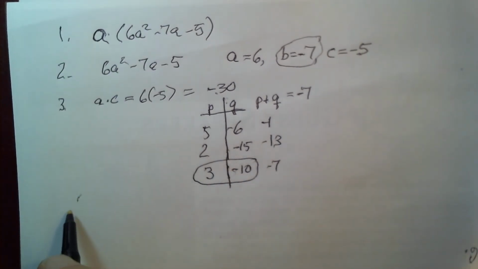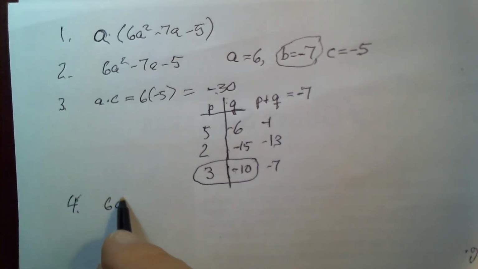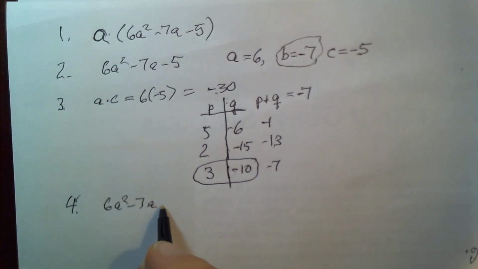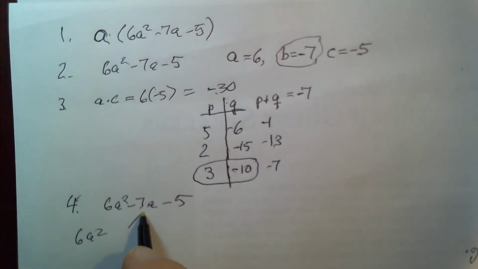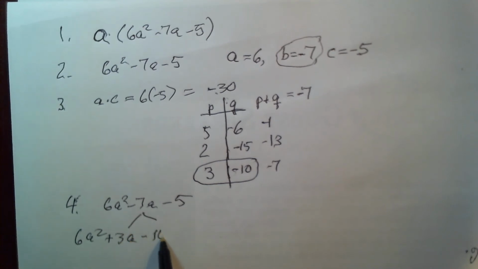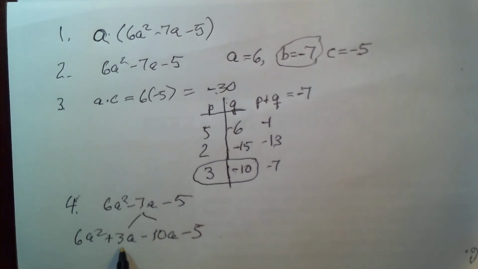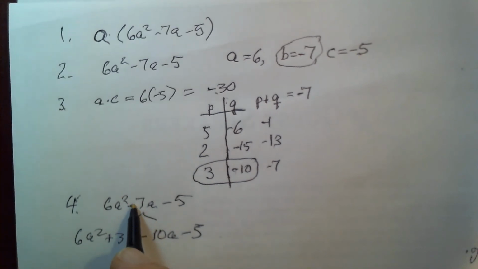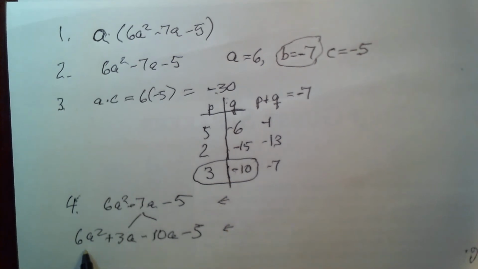So then we have step 4. We have 6a squared minus 7a minus 5, so 6a squared, and now we rewrite the middle term as 3a minus 10a, minus the 5. So that doesn't change. And again, you notice that 3a minus 10a is equal to minus 7a, so these two expressions are equivalent. But the second expression allows us now to factor by grouping.